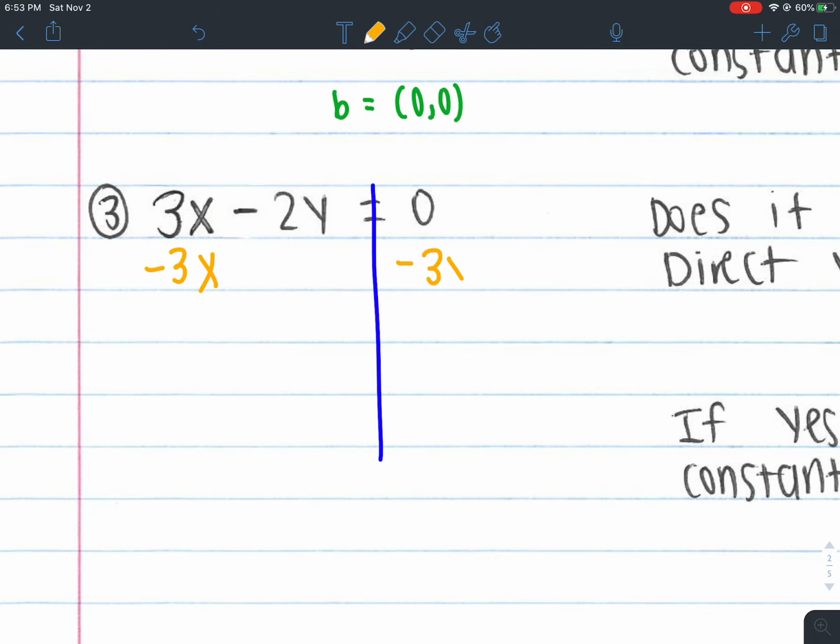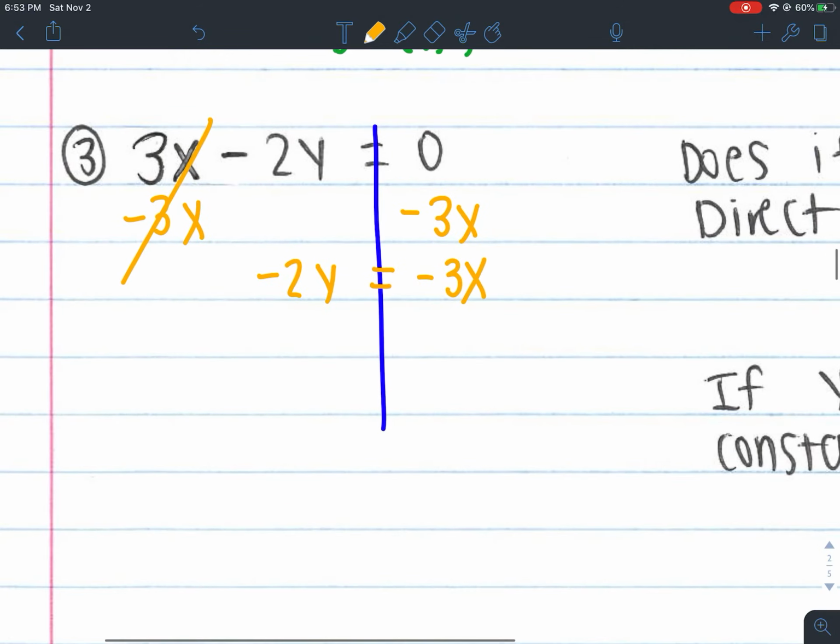So subtract 3x on both sides here. 3x minus 3x is 0. Negative 2y equals, well, 0 minus 3x is just negative 3x, right? Okay? Now you can write 0 minus 3x, but you don't have to write the 0 because it doesn't make a difference. So it's just going to be negative 3x.